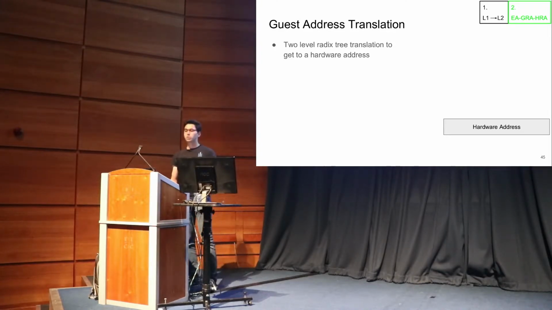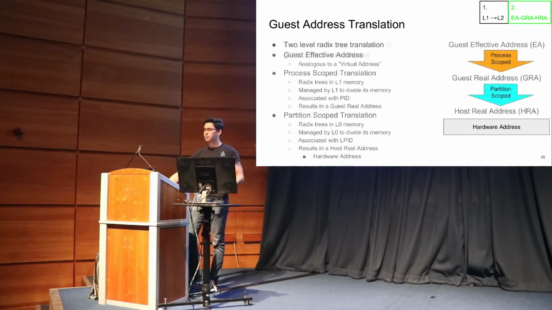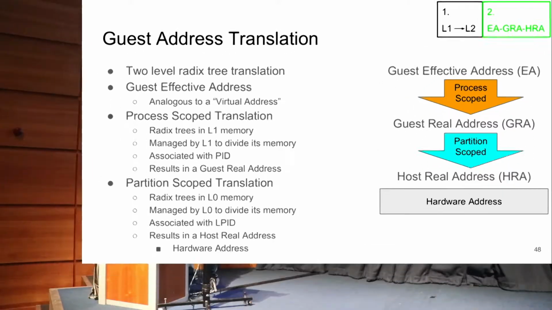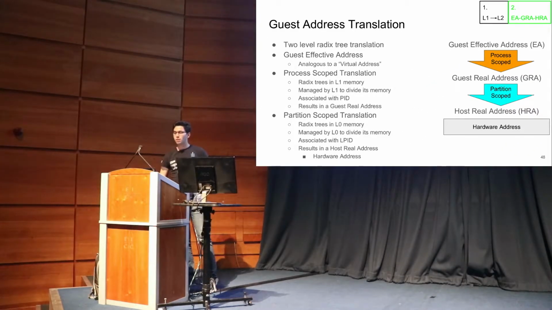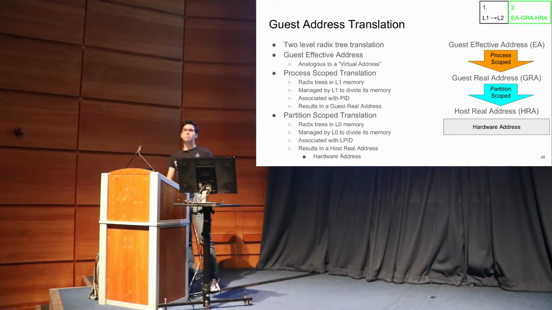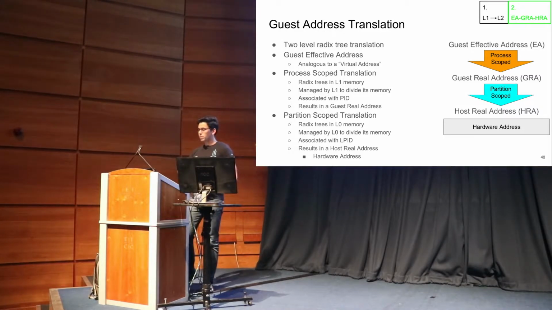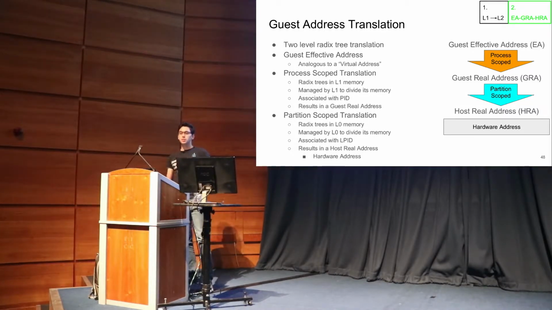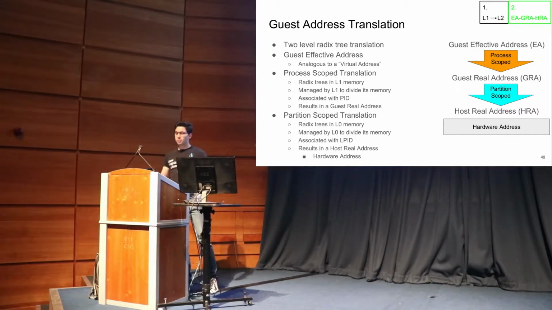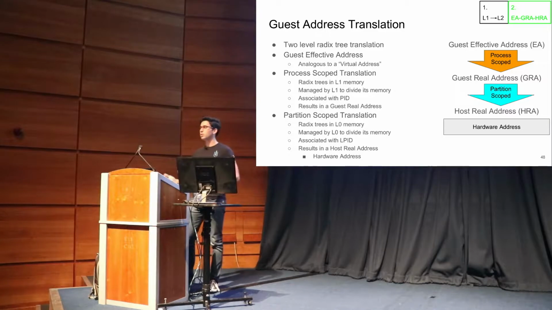Well, it's a 2-level radix tree translation to get down to a hardware address. And we start off with this thing called a guest effective address, and this is analogous to what other architectures would call a virtual address. The first level of translation is called process scope translation, using radix trees in level 1 memory to divide its memory to its processes. It's associated with PID, and it results in a guest real address. The second level is called partition scope translation, and this uses radix trees in level 0 memory, and they're used to divide its memory among its partitions. This is associated with LPID now and results in a host real address or hardware address.